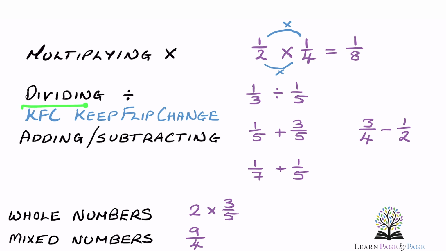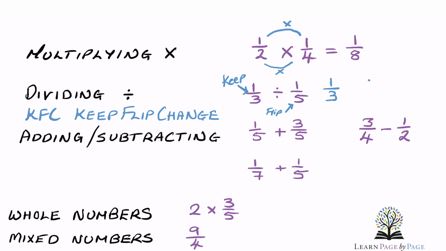Next easiest is dividing. Learn this. KFC. The K is for keep, the F is for flip, and the C is for change. As soon as you see a division of fractions, you don't divide fractions. You'd have to turn them into a decimal and that would be complicated. So what you're going to do is keep the first, flip the second fraction. When you flip it, you've turned it into the reciprocal of that number. So 1 over 5, its reciprocal is 5 over 1. And then you're going to change the sign.